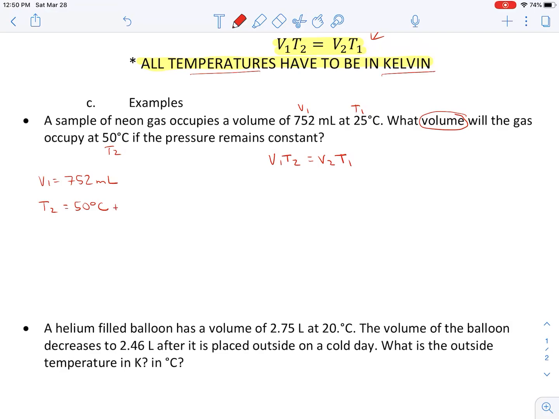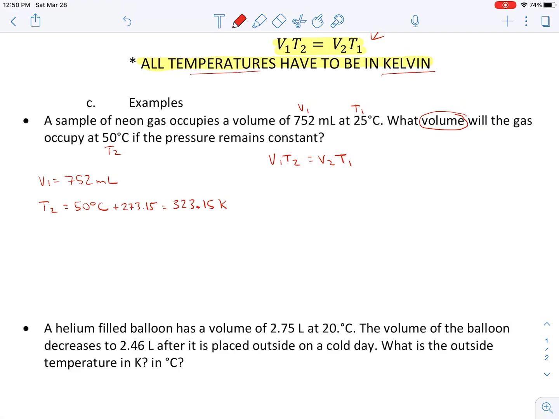And to convert it to Kelvin, we're going to add 273.15. We did this way back in the fall, but hopefully we remember doing it a little bit. So we got 273.15 plus our 50. That's going to give us 323.15 Kelvin. We'll worry about sig figs at the very end.